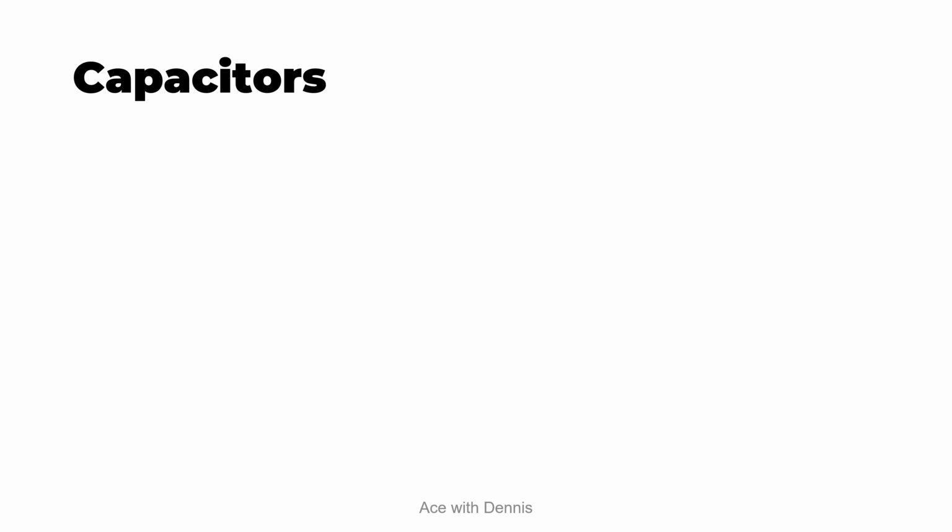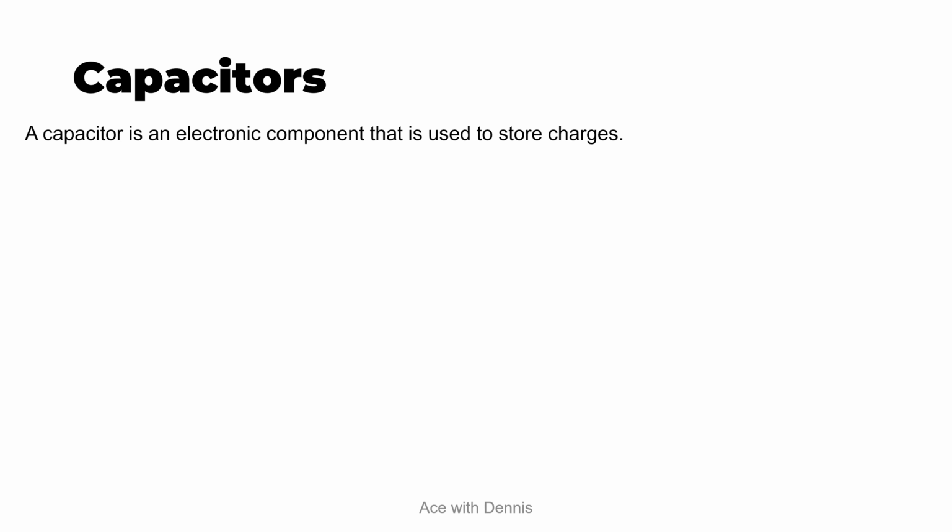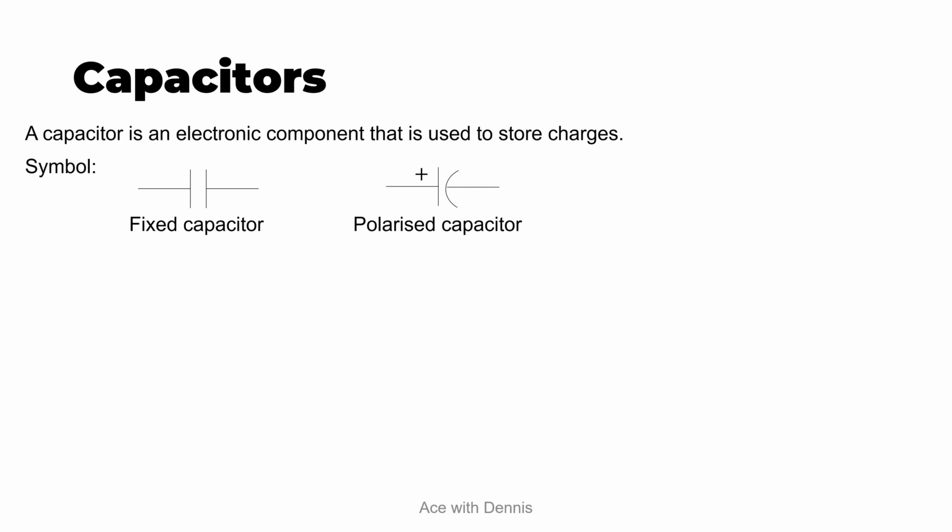The next component that we want to discuss is the capacitor. A capacitor is an electronic component that is used to store charges. Here is the symbol of capacitor. There are a few symbols for different types of capacitor. So here is a typical one, which is a fixed capacitor, and this is a polarized capacitor. With the straight line representing the positive or the anode, and the curved one is the negative or the cathode. We also have a variable capacitor where we can vary the capacitance of the capacitor.